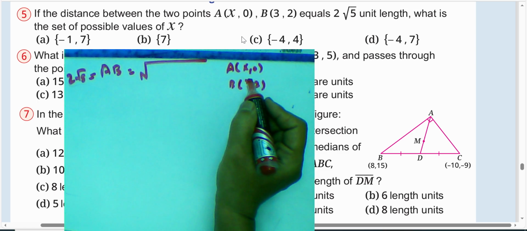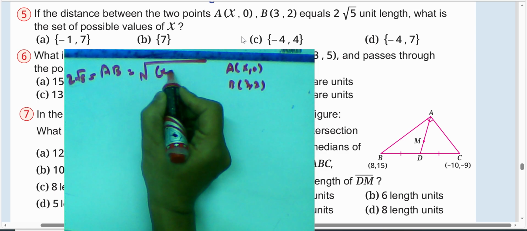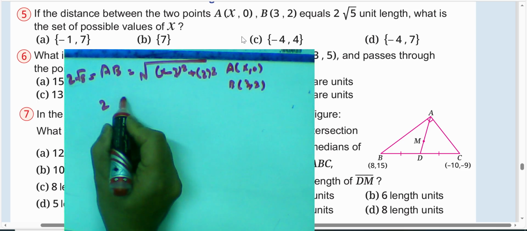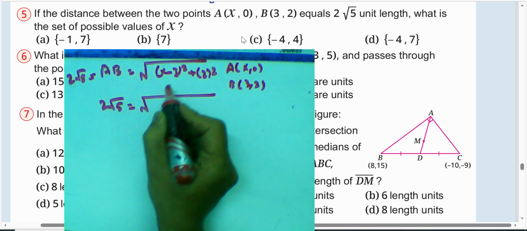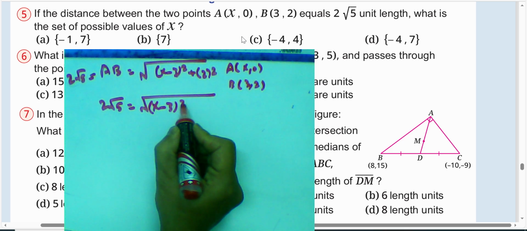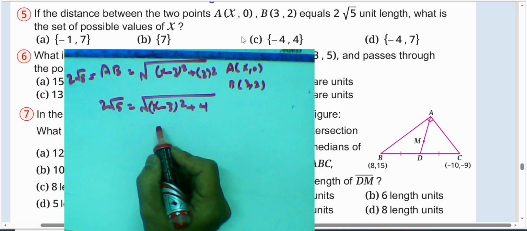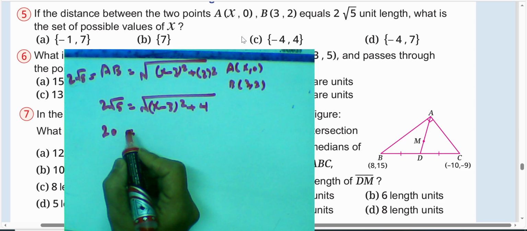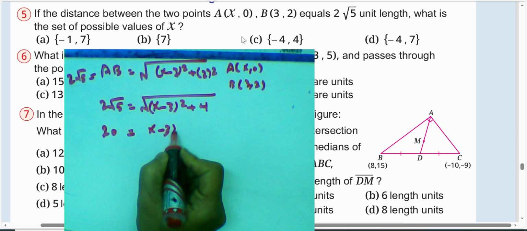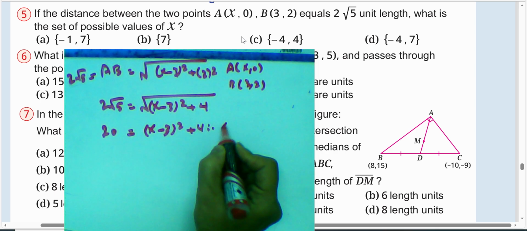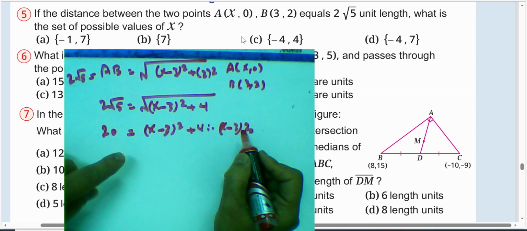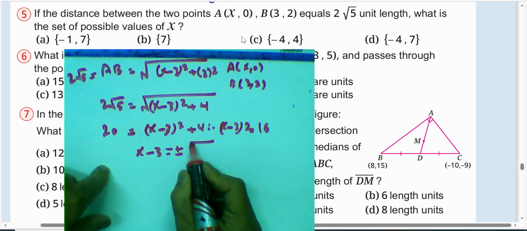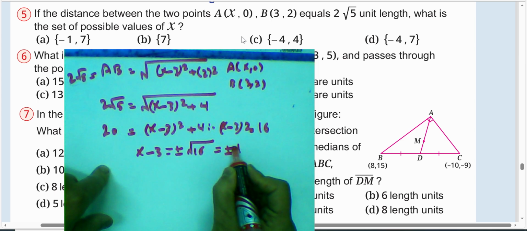First, we can write root 5 equal square root of x minus 3 power 2 plus 2 minus 0 power 2, which is 2 power 2, 4. Put power 2 on the left-hand side and the right-hand side: root 5 squared is 5, 4 times 5 is 20. Then x minus 3 power 2 plus 4 equals 20, so x minus 3 all power 2 equals 20 minus 4, which is 16. So x minus 3 equals positive or negative square root of 16, which is positive or negative 4.